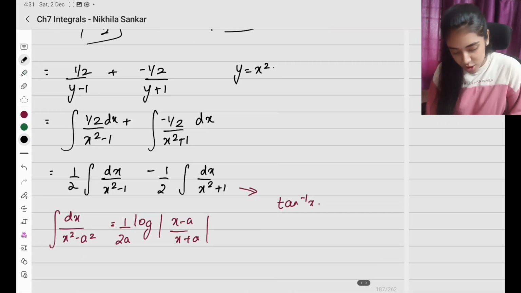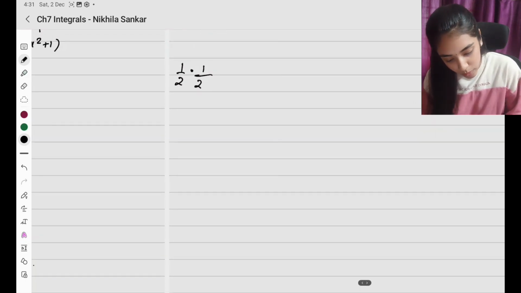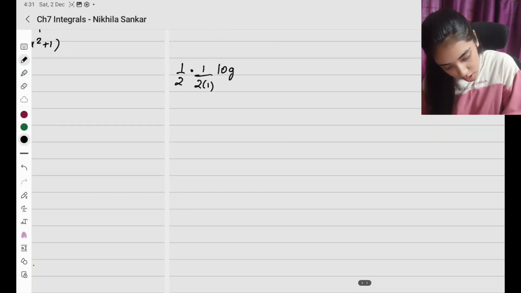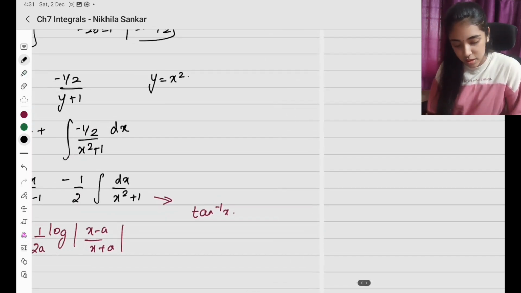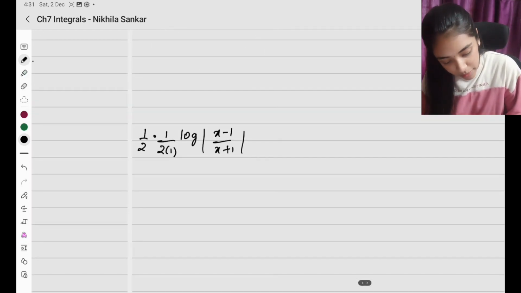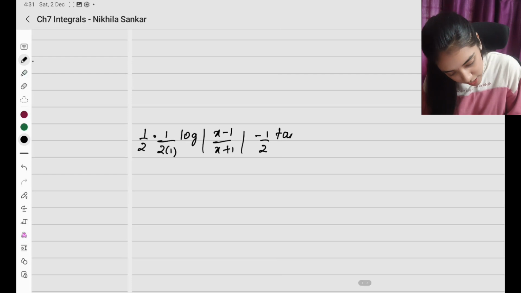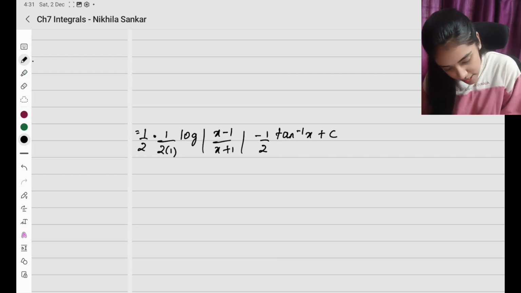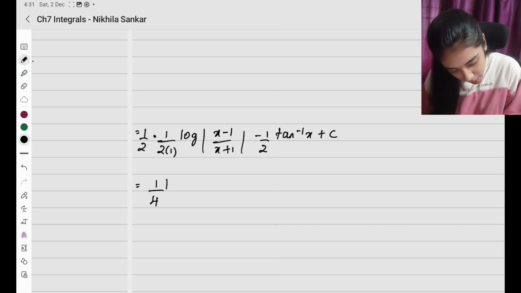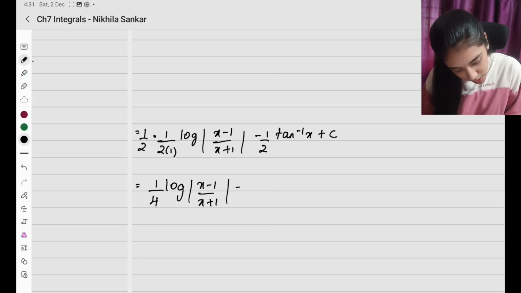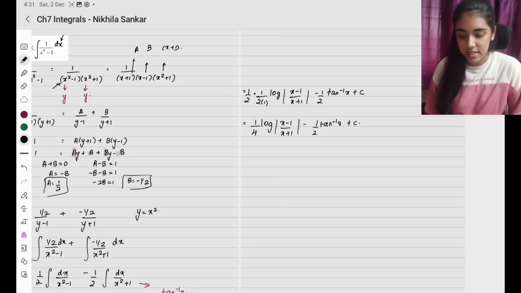What is my a here? It is 1 by 2 times log mod x minus a, x plus a. This is my first term. Minus half. I already have a minus half times tan inverse of x plus c. So when I simplify, 1 by 4 log mod x minus 1, x plus 1 minus half tan inverse of x plus c. Okay, this is my final answer.